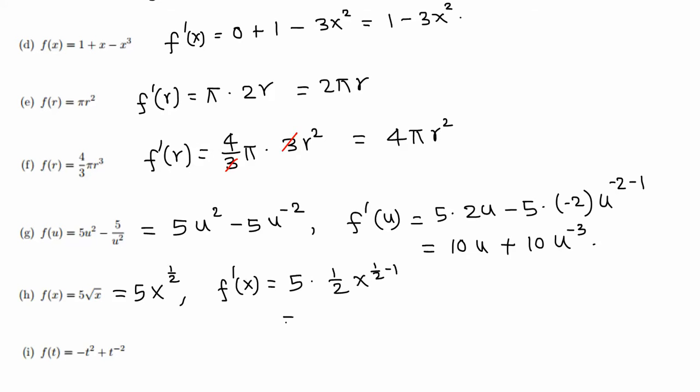Let's simplify. 5 times 1/2 is just 5/2. x raised to 1/2 minus 1 is negative 1/2. You can simplify if you like, but this is good enough. If you want to simplify further, put this x on the bottom, then the negative is gone. So 5 over 2 x raised to 1/2, which is the same as root x.